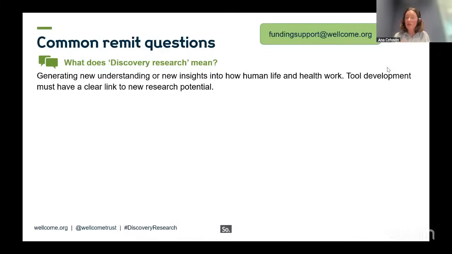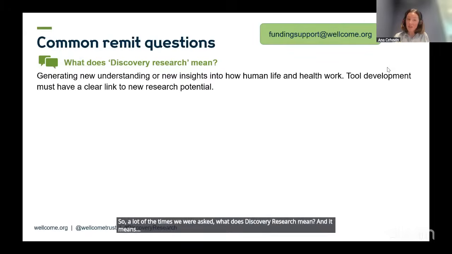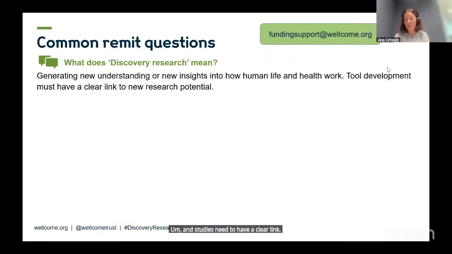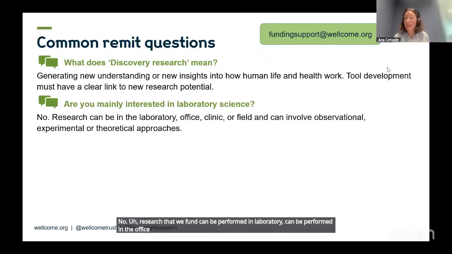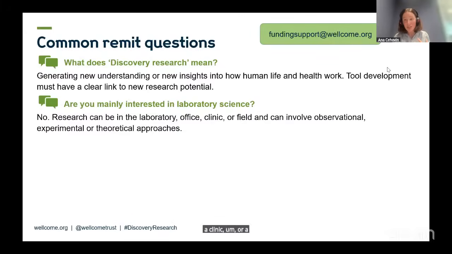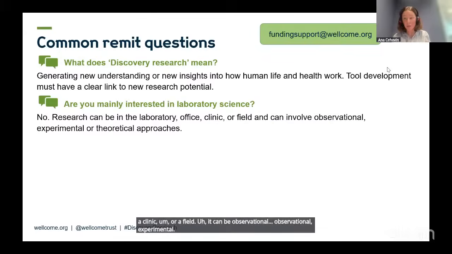A lot of the time we're asked, what does discovery research mean? It means generating new understandings and new insights into how human life and health works. Studies need to have a clear link to new research potential. Are you mainly interested in laboratory science? No. Research that we fund can be performed in a laboratory, an office, a clinic, or a field. It can be observational, experimental, or theoretical approaches.